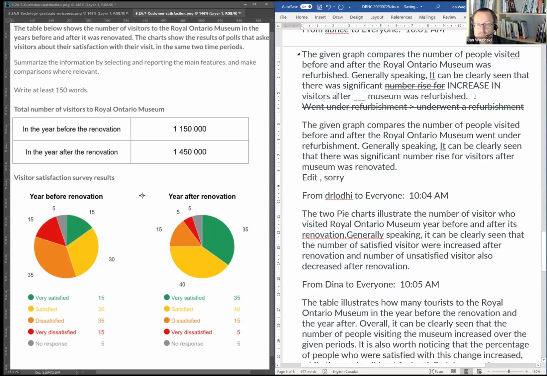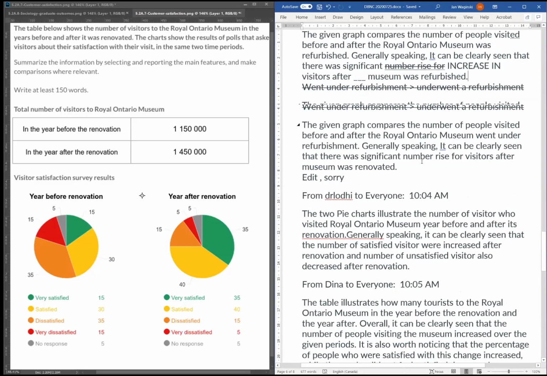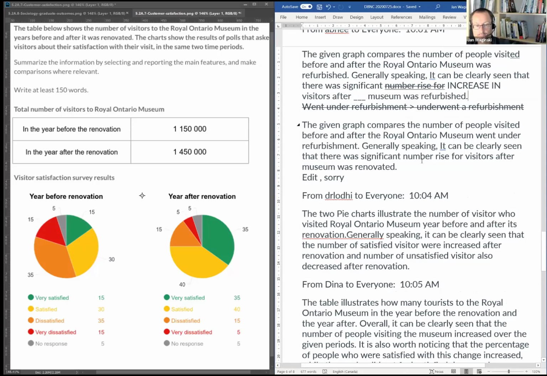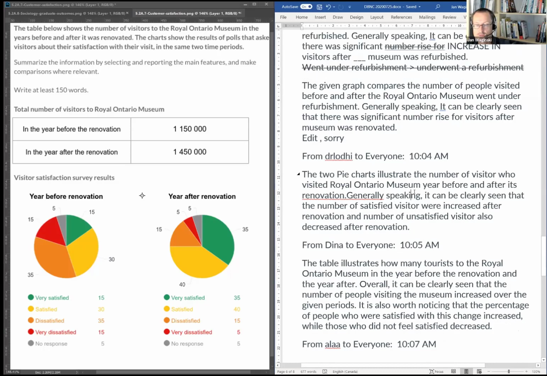You haven't included half the information though in your general overview. You haven't mentioned the satisfaction scores. The pie chart. Yeah, that absolutely has to be included. Let's see what other people both did, the table and pie chart. So you have to include that in the general overview. It must be included.